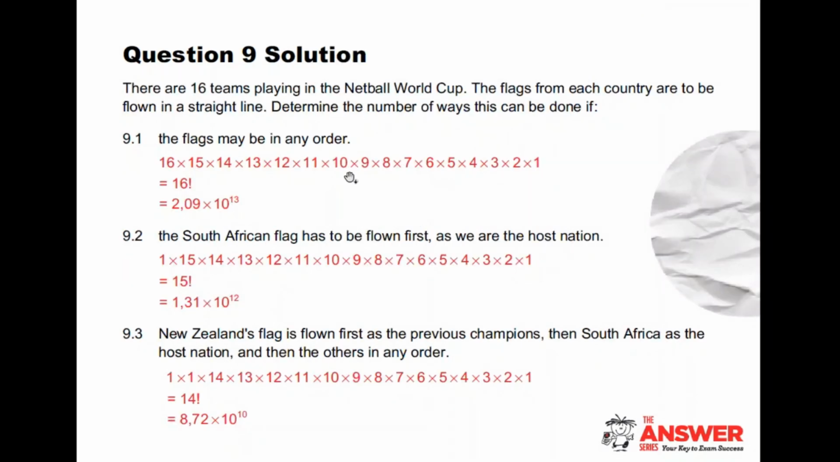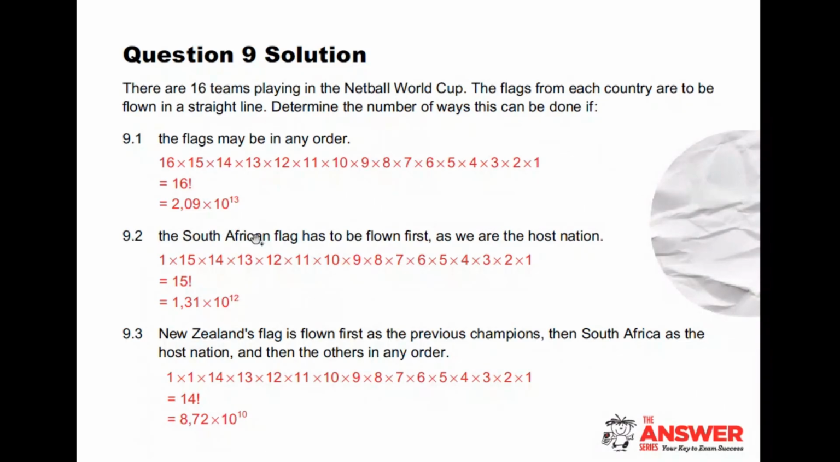So if we look at it, the flags can be flown in any order. How many can go in the first slot? 16 times 15 times 14, all the way down to 1. So it's just 16 factorial, which is too big for my calculator. So I'm in scientific notation, which is also something one needs to discuss with learners just in case they give them something that is really, really large.